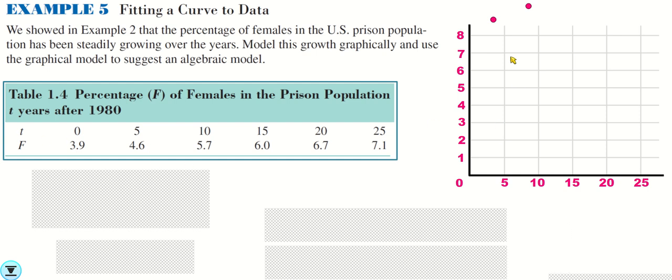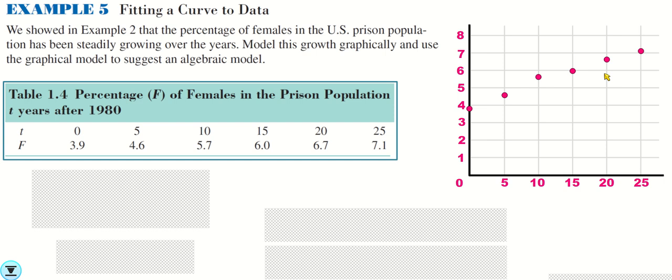And then graphing all of these, starting with 0, comma 3.9, ish. Then 5, comma 4.6. So that would be once you get the dots graphed. And so now you're looking at this and it's like, man, what kind of graph could fit those points pretty good?